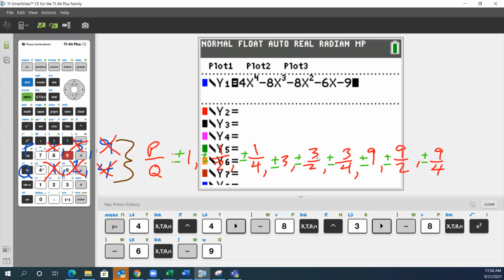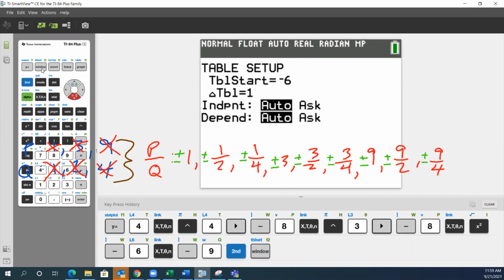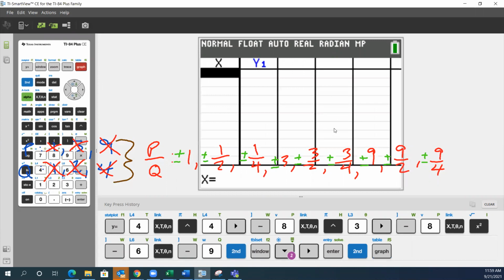Now I want to plug in these very specific values. So instead of just going straight to the table, I'm going to go second window and pick ask. Then I can plug in exactly what I want. And again, most of these aren't going to work. We're looking for where they're supposed to be zeros of the function, make the function or y equal 0. All right, so here we go.